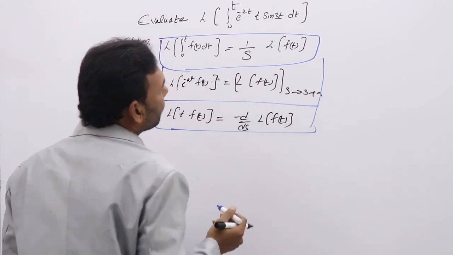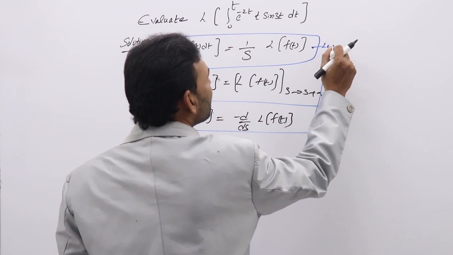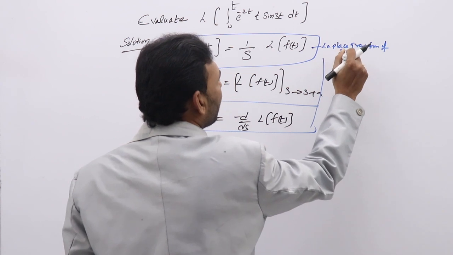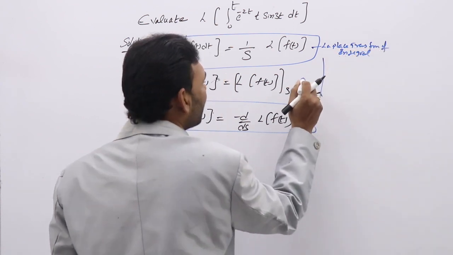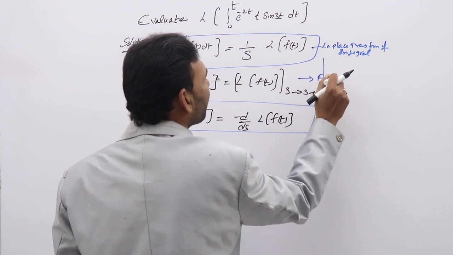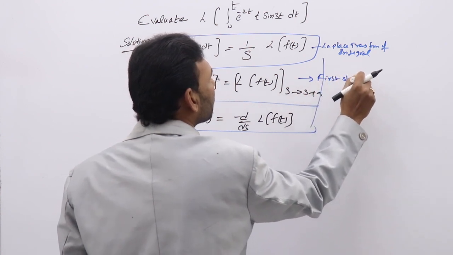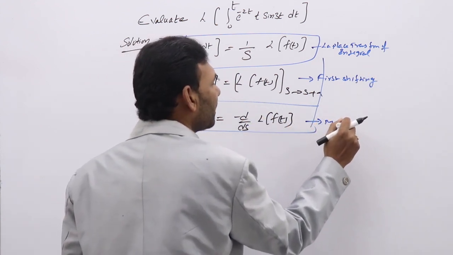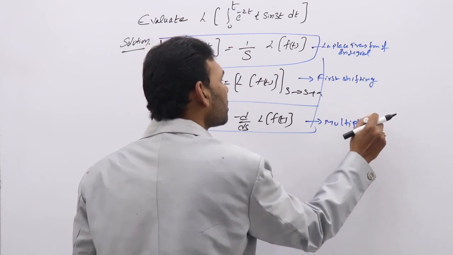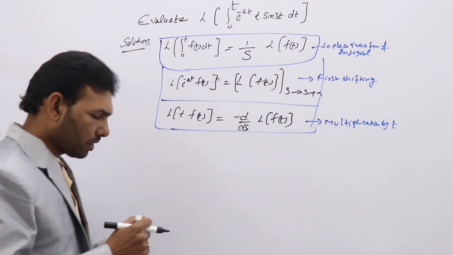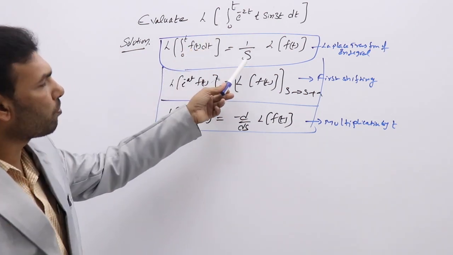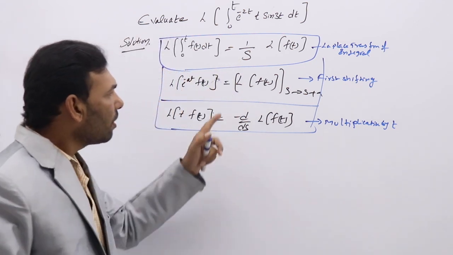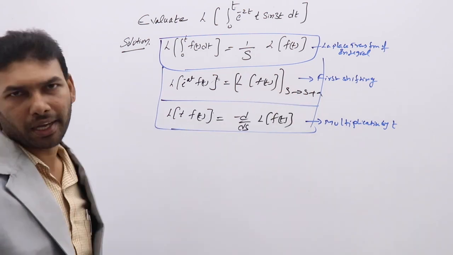So you know, this is Laplace transform of integral. This is first shifting theorem. This is multiplication by t. So three principles we need to apply here. For integral we are going to keep 1 by s. If you have double integral we are going to keep 1 by s square. First shifting theorem, simply replacing s with s plus a.